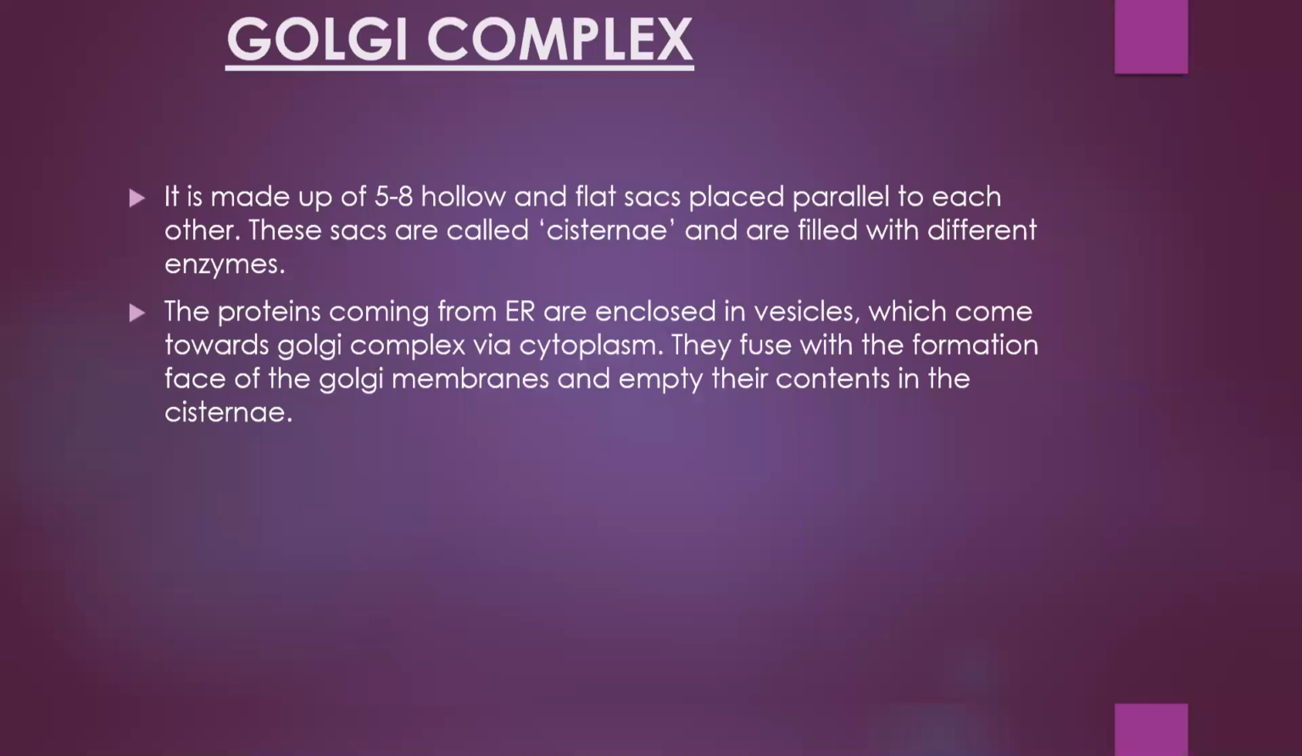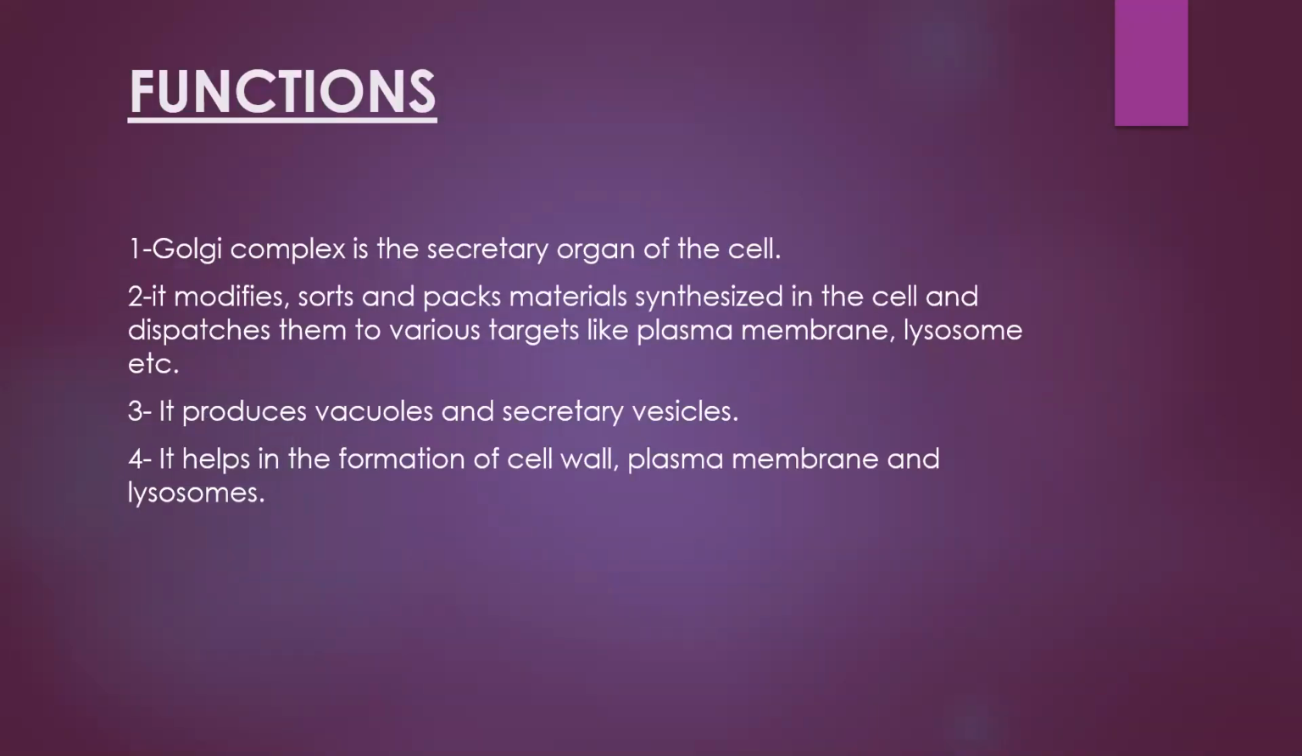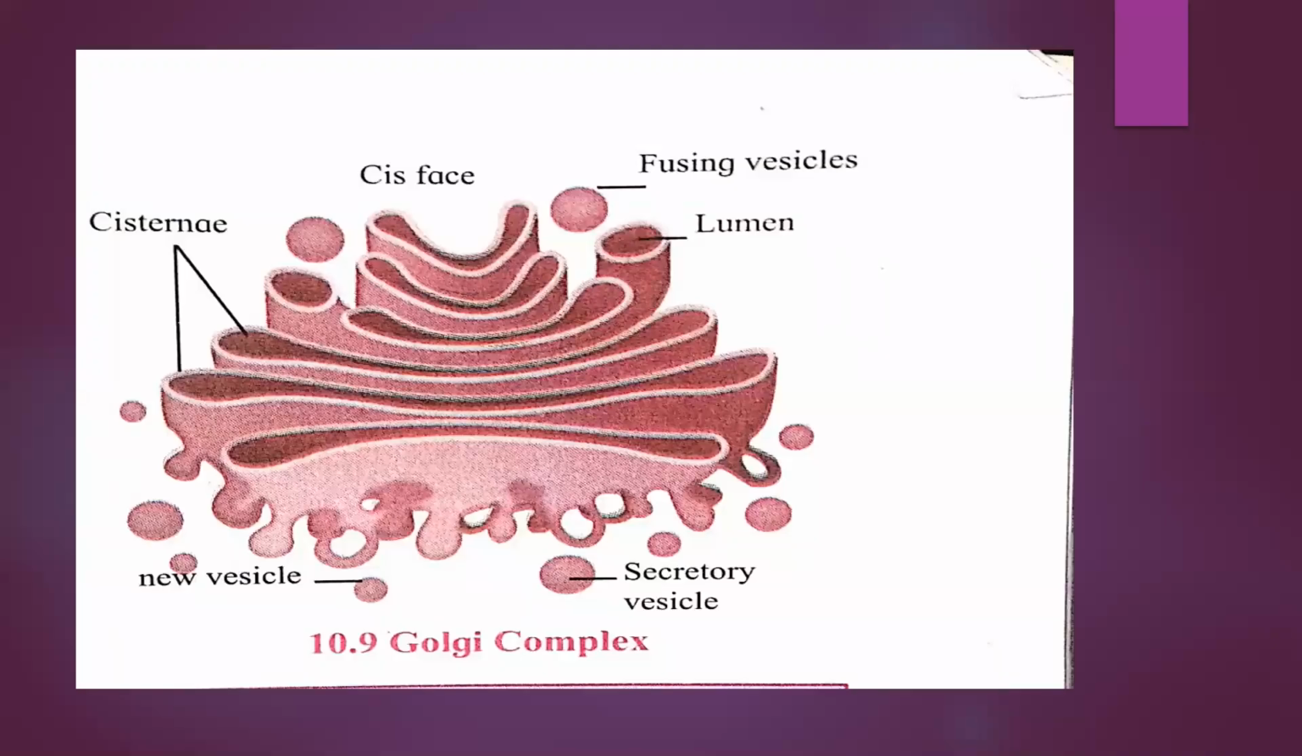Functions. Golgi complex is the secretory organ of the cell. It modifies, sorts, and packs materials synthesized in the cell and dispatches them to various targets like plasma membrane, lysosome, etc. It produces vacuoles and secretory vesicles. It helps in the formation of cell wall, plasma membrane, and lysosomes. See, this is the Golgi complex.